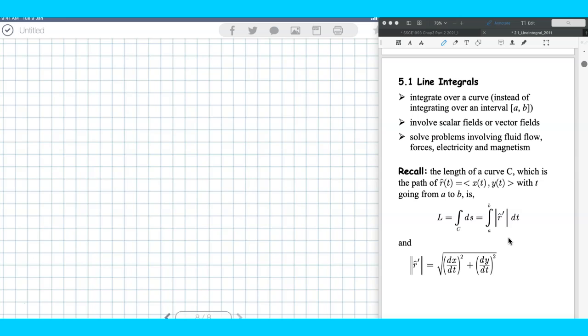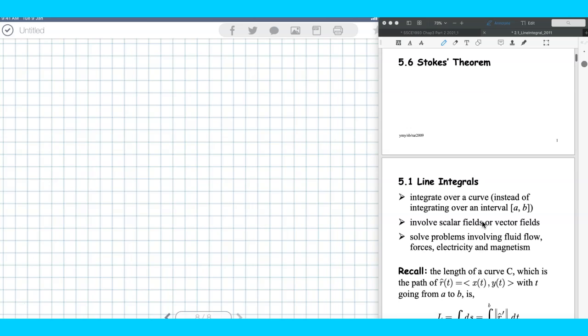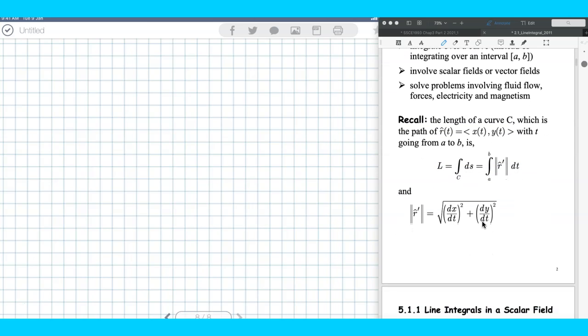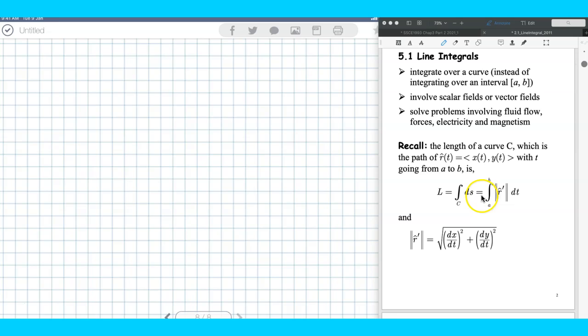Before I proceed to another thing in line integral, just look at your notes on the first page. You can see here, this is the length. If you are given a curve, we can also evaluate the arc length of that curve, if you know the vector function or the parametric equation of that particular curve, where the formula is the integration of 1 ds.